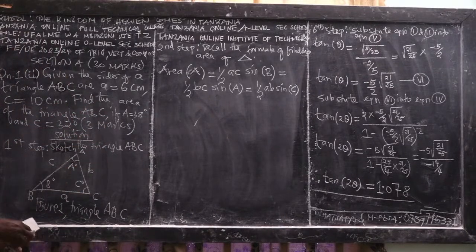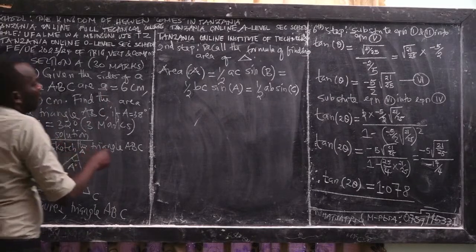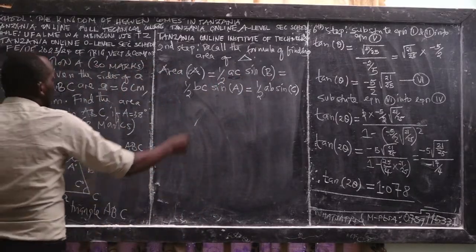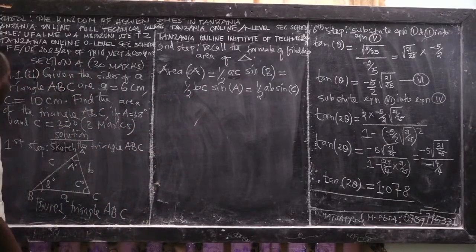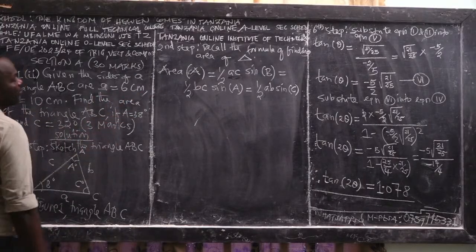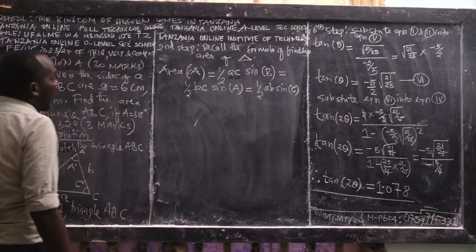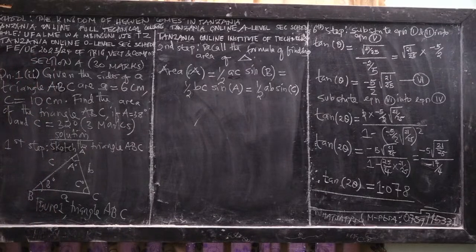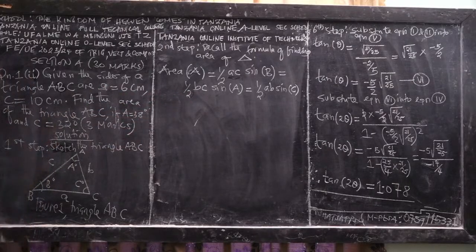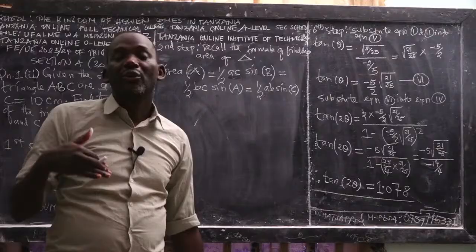Let us compare what you are given. For the first formula, you are given side A, side C, but you are not given angle B. For the second formula, you are given side A, side C, but you are not given side B, and angle A we are given. Then for the third formula, a half, we are given side A, we are not given side B, but we have been given angle C. So any formula that you may use, you are supposed to find one unknown before you compute the area of the triangle.